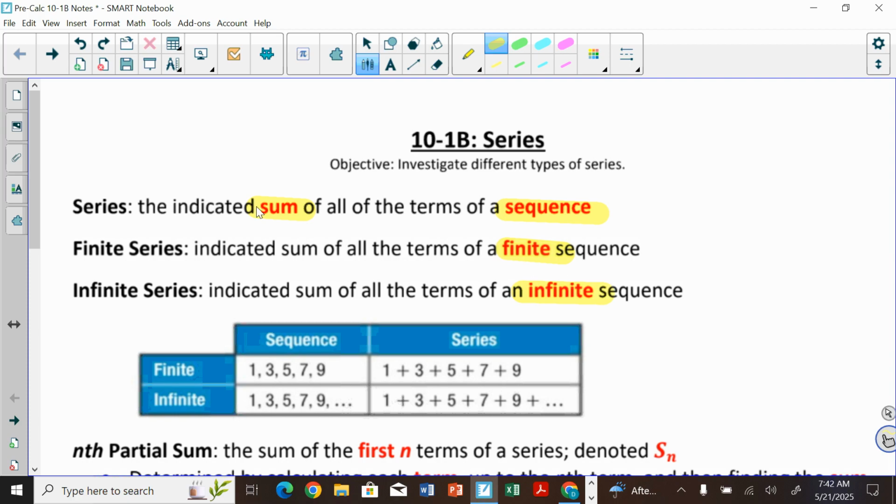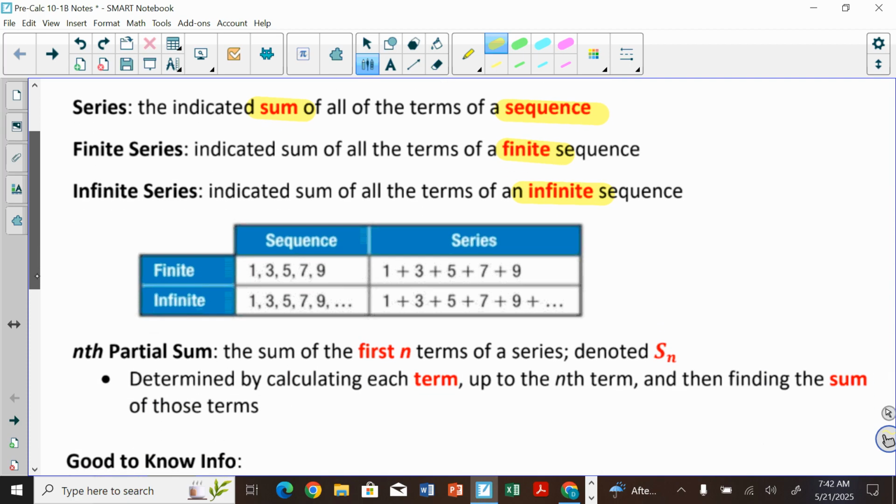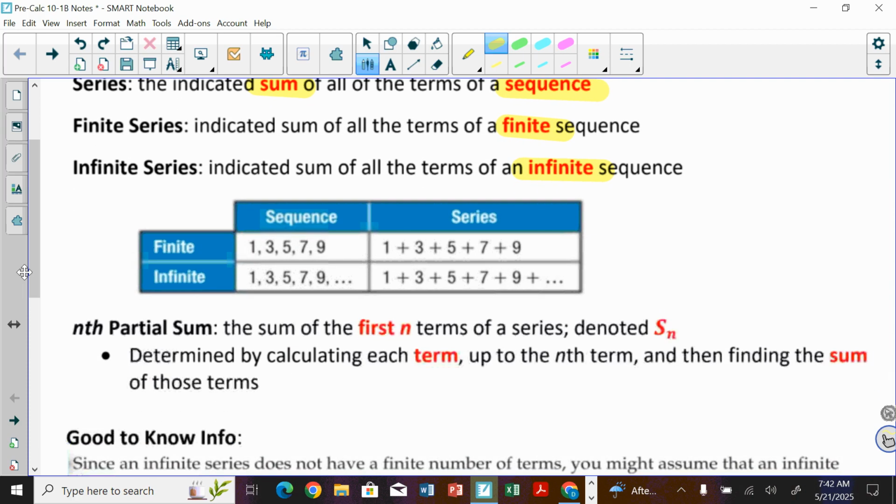Sometimes they want all of them. Sometimes they just want the first number of terms. We'll get to that as well. So if it's a finite sequence, like in here, you can see this part here. You definitely have just certain numbers. If it's infinite, it'll add up and it'll keep adding forever and ever if you're looking for the series.